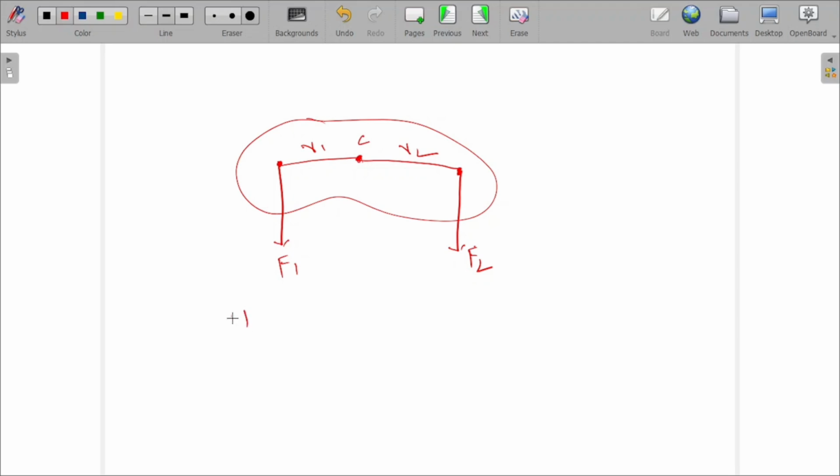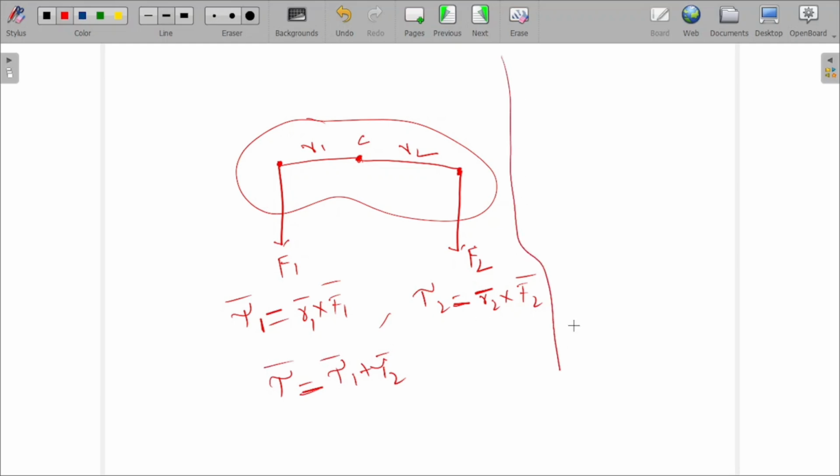From this, torque tau 1 equals R1 bar cross F1 bar. Torque tau 2 equals R2 bar cross F2 bar. So these are the torques tau 1 and tau 2. So how to find the total torque? Total torque tau equals tau 1 plus tau 2. Vector product only.